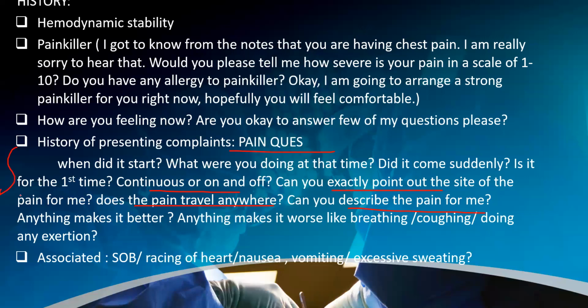Okay, so this is your chest pain question set. Then go to the associated symptoms. Along with the chest pain, do you feel shortness of breath, any racing of your heart, any nausea, vomiting, or excess sweating? So you are ruling out myocardial infarction here. Very, very important to rule that out.